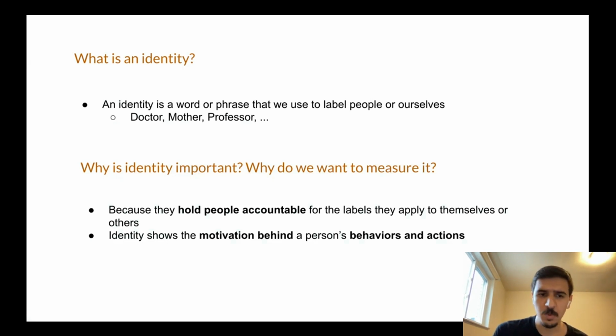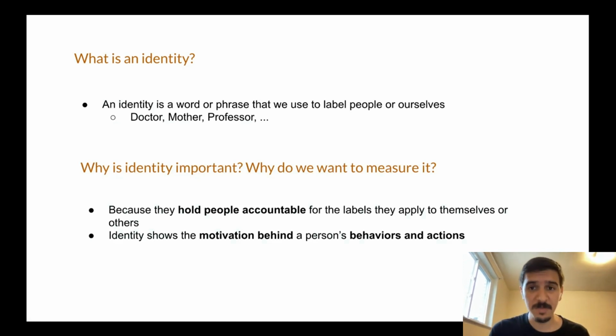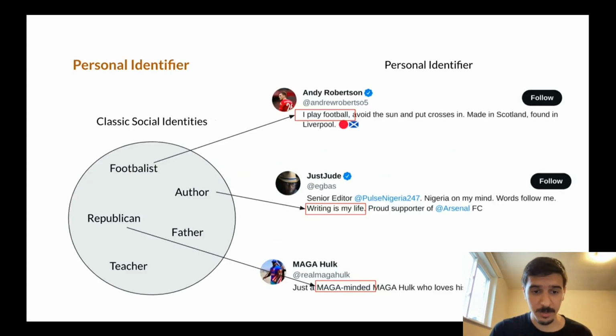So why is this important for us, and why do we want to measure it? Because they hold people accountable for the labels they assign to themselves or each other. And based on social identity theory, it is the motivation behind a person's behaviors and actions. But the thing is that measuring identity is really hard.